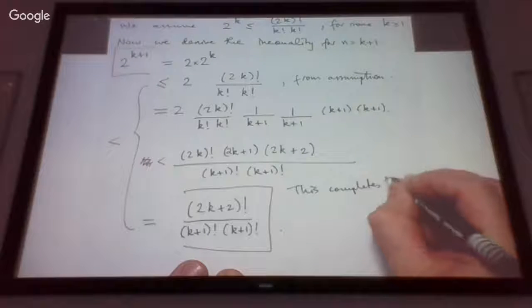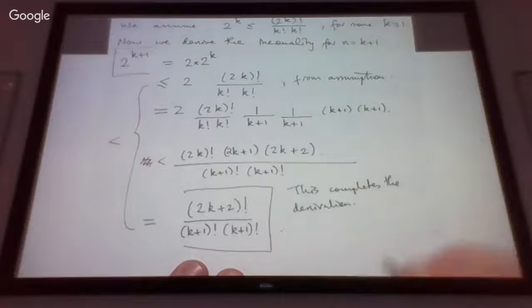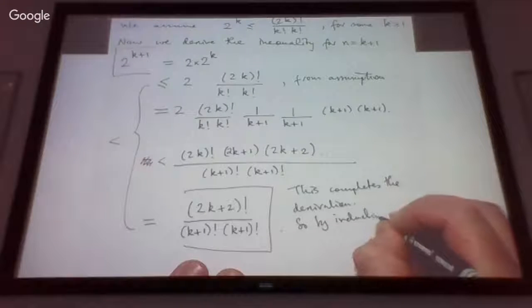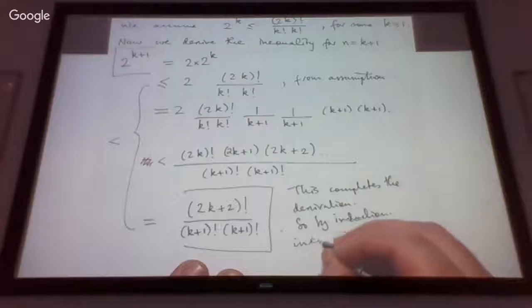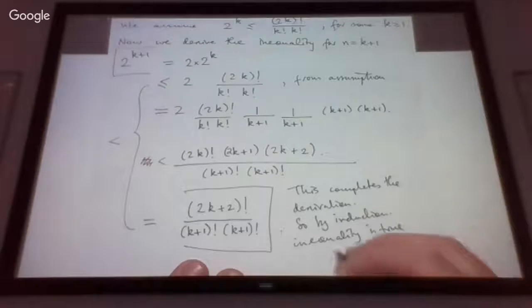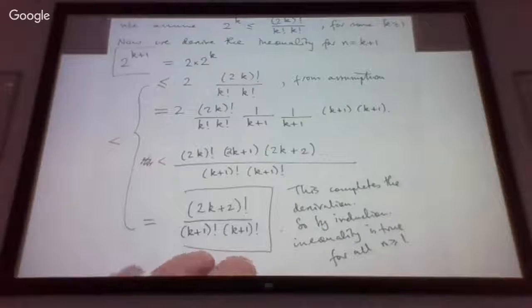So this completes the derivation. So by induction, the inequality is true for all n greater than or equal to 1.